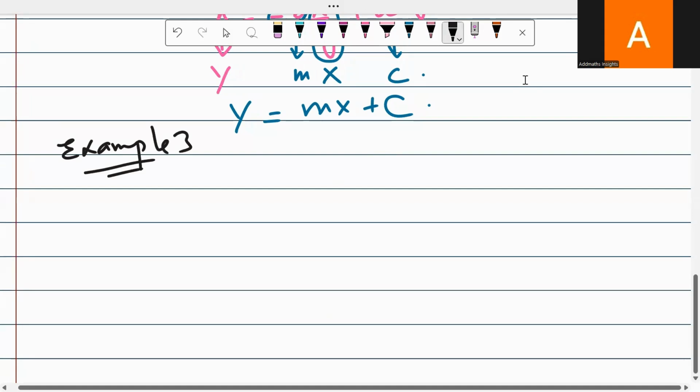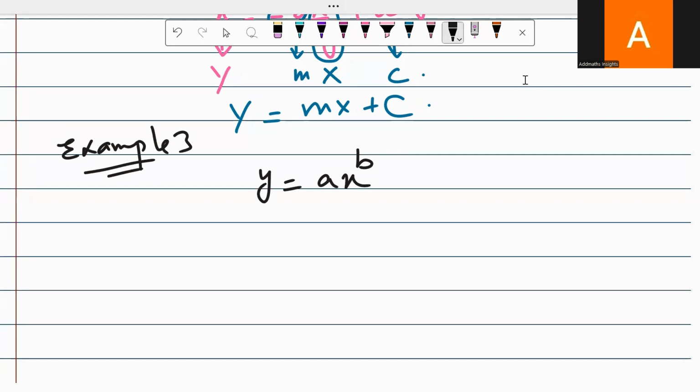y equals ax raised to the power b. Now here you see that we have an exponential variable, x raised to the power b. So how can you transform it into linear? First we take logarithm on both sides, common logarithm.